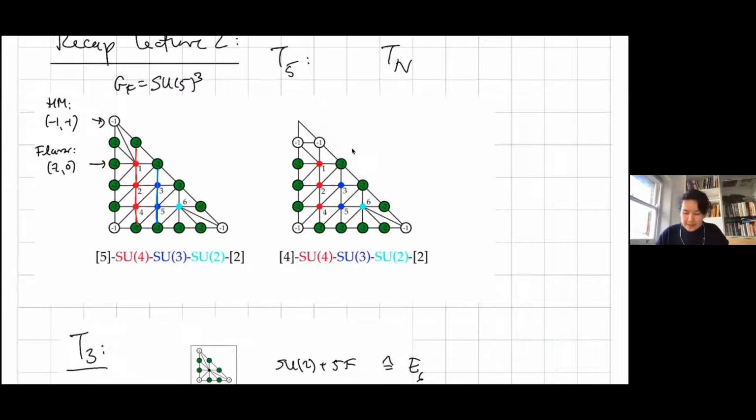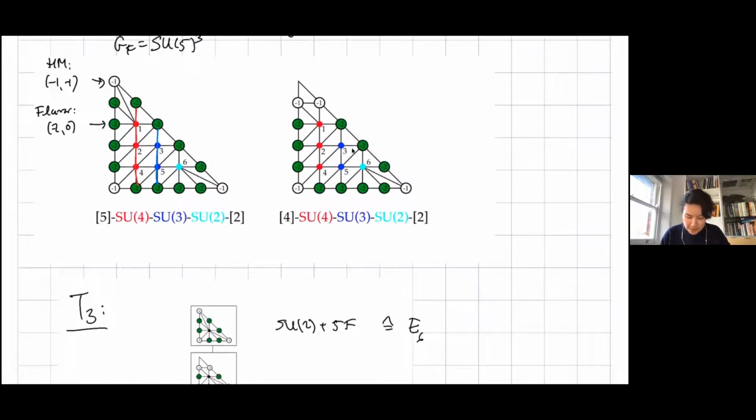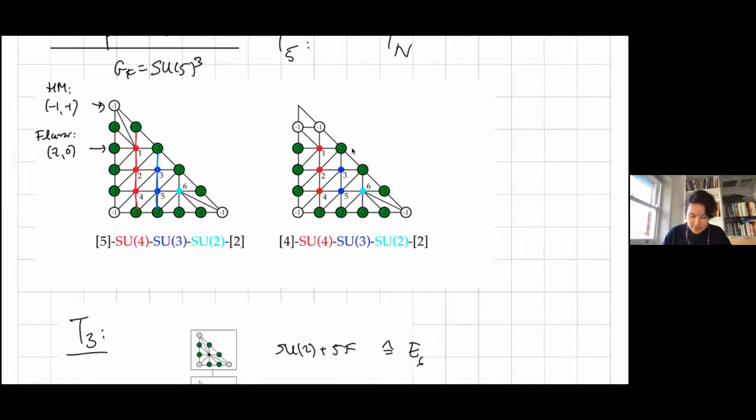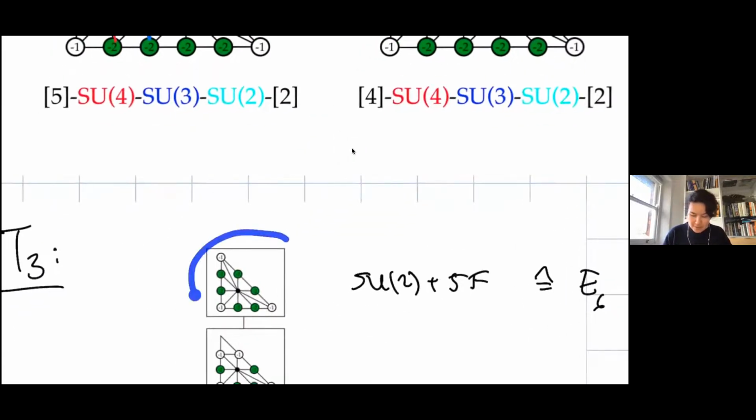So it's nice in this slightly large example to look at that. And then the other thing I asked you to look into is the T3 example. So T3 was just this theory here. Again, I'm drawing it with the labels, right? So these are, this is the -1 curve, and these are -2 curves.